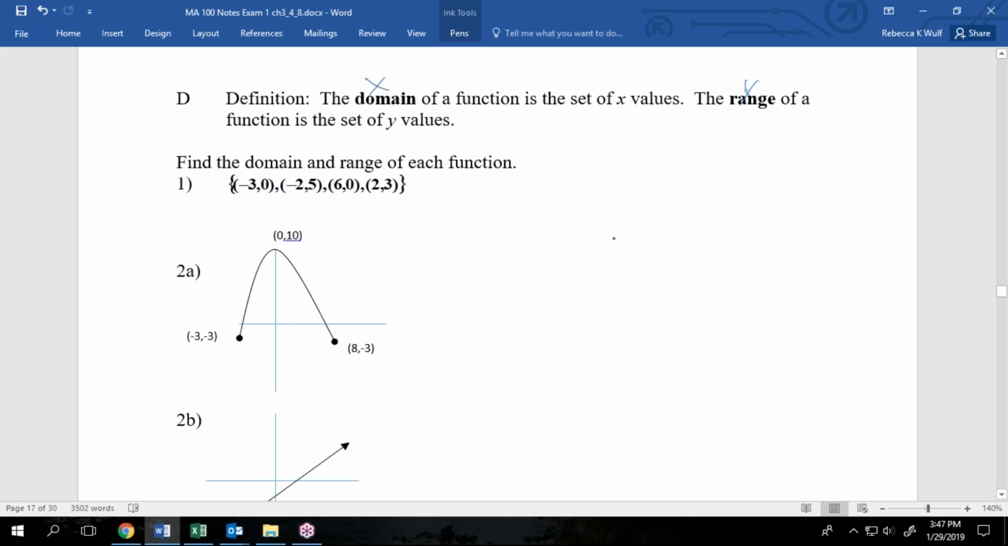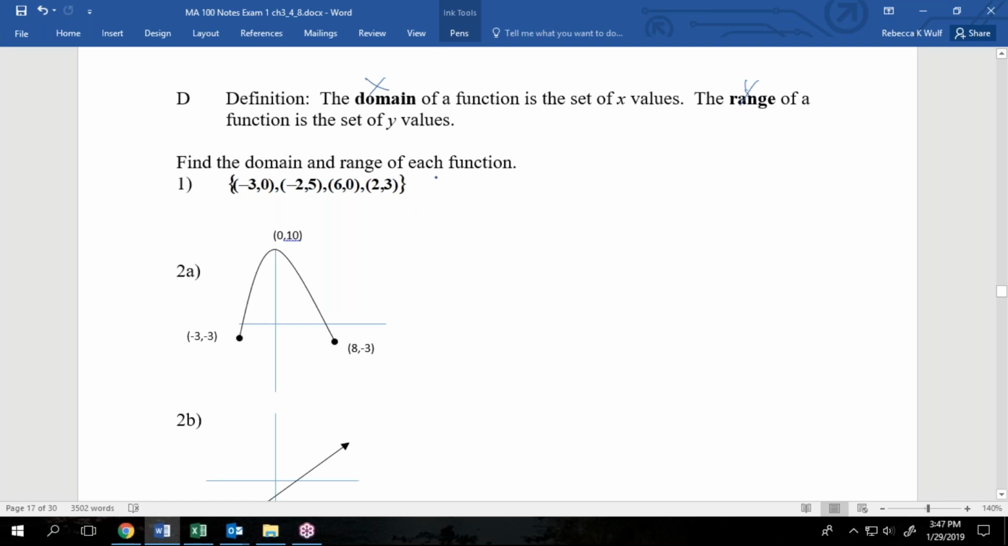Okay, now once again, functions come in a variety of formats. So my first example here is just a set. First, let's check that it is a function. So for each x, is there only one corresponding y value? Well, we have 4 distinct x values, so yes, it's going to be a function.